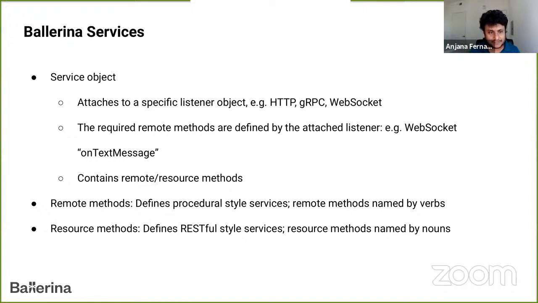The first thing about a service object is that it attaches to a specific listener object. That's how we say this is of a specific type of service. They can be HTTP, gRPC, WebSocket, and so on. Those basically say what kind of service I'm going to define. From that, it mandates the required remote methods that should be in a service object. For example, in WebSocket, if you attach to a WebSocket listener, that service object can have remote methods, for example, on text message and so on. There's a list of remote methods that you can use in that way. So when you are defining that service, it is aware of what kind of remote methods should be there and are allowed to be there.